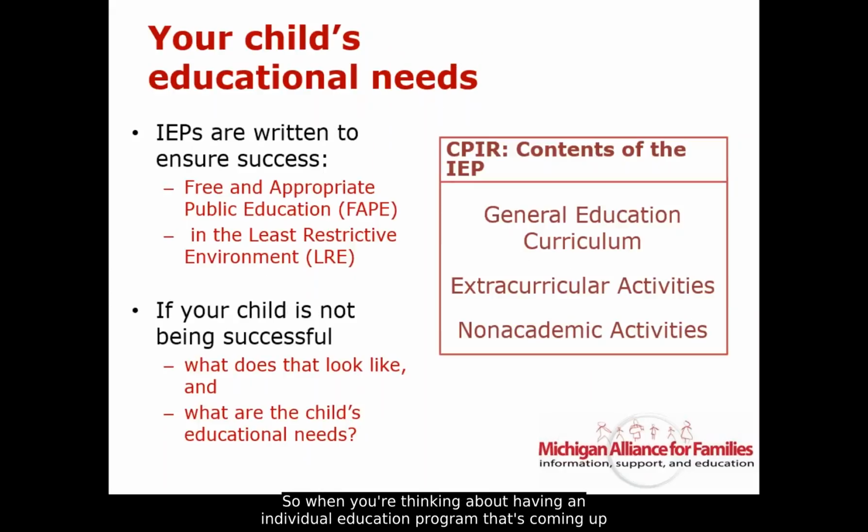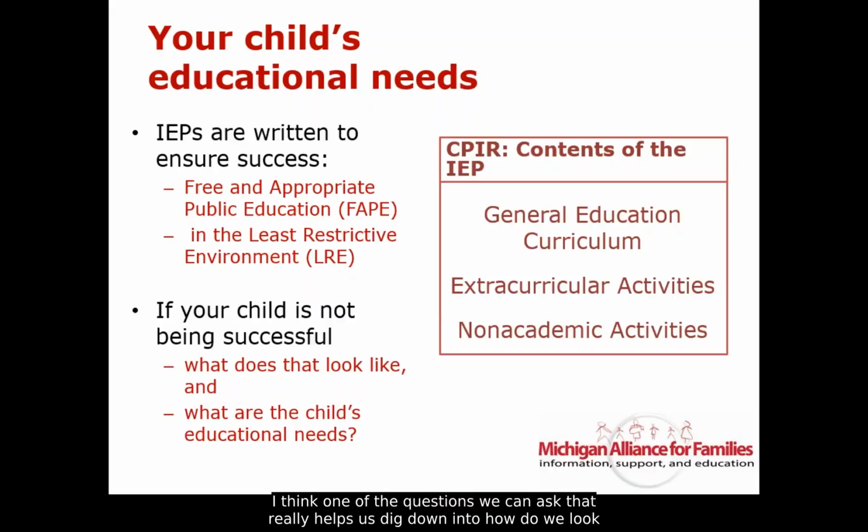When you're thinking about having an individual education program, it's coming up, or you know in the spring it's coming up, this is the point. It's to meet your child's educational needs. What are their needs? An IEP is written to ensure success in the least restrictive environment and a free and appropriate education. So how do we ensure success?